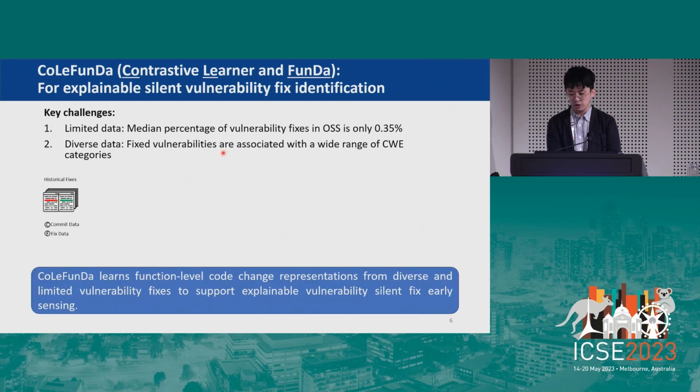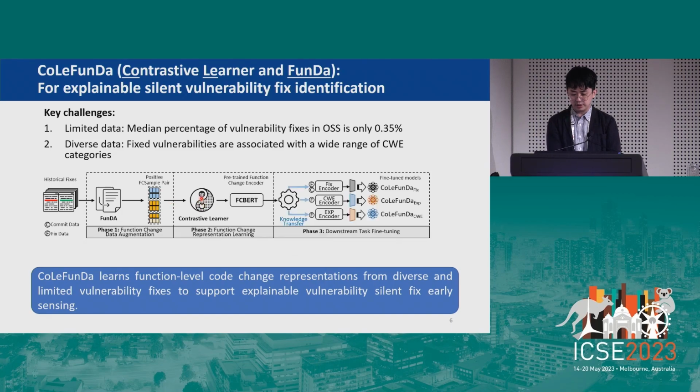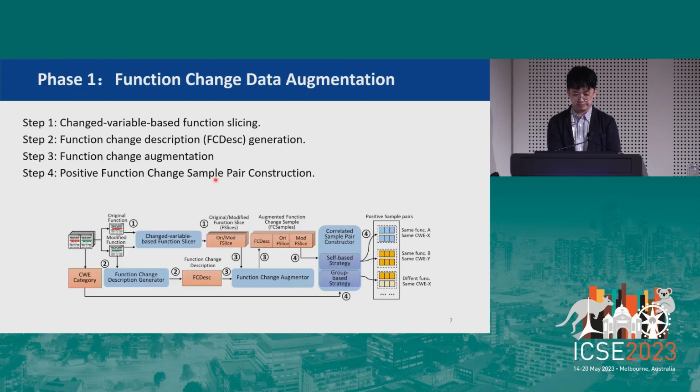So to tackle the challenge, we proposed Colafunda, which learns the function-level code change representation from the diverse and limited vulnerability fixes to support explainable sensing. Colafunda is a framework consisting of a contrastive learner and Funda, which is a novel approach for function change data augmentation. There are three phases. Funda first increases the code change data at the function level, and then the learner leverages contrastive learning to train a function change encoder, FCBERT. And finally, we leverage FCBERT to fine-tune downstream tasks.